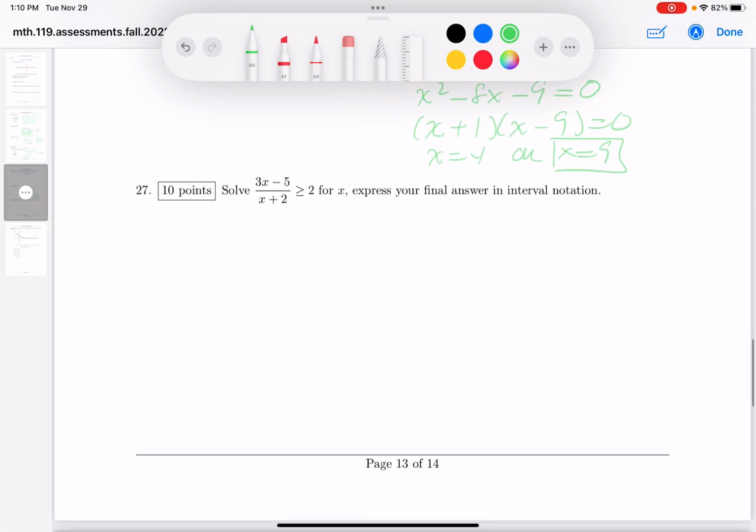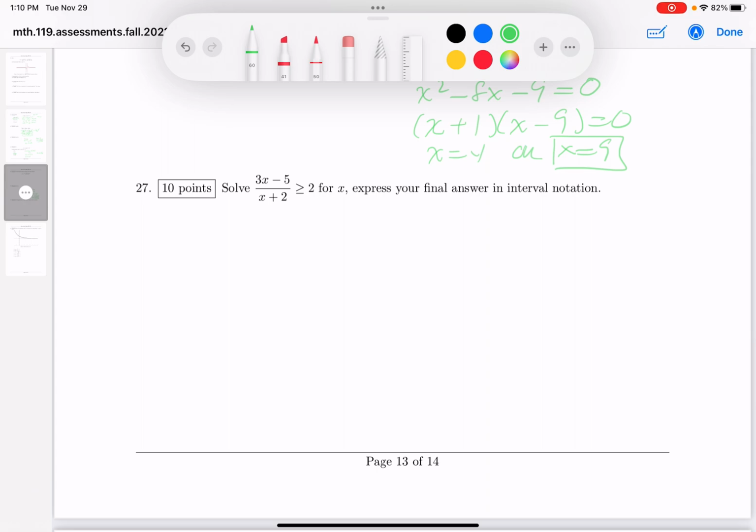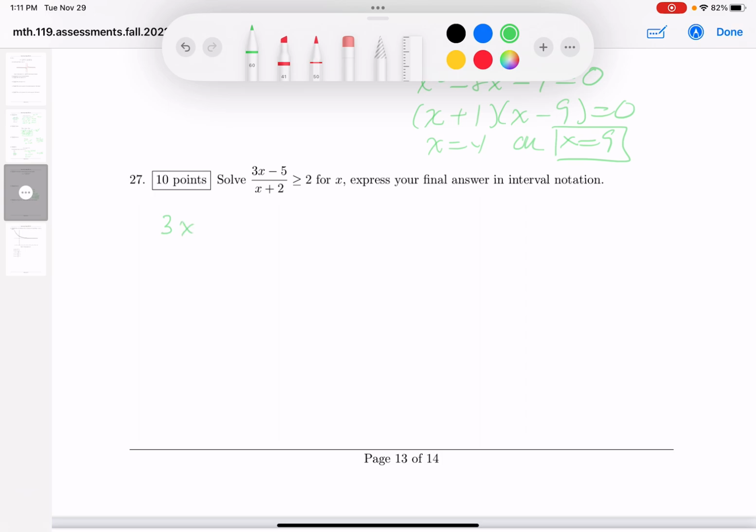All right, number 27 is an older problem. I would say in Math 119, this is the one thing you should be able to retain when you leave 119, at least this, is to solve an inequality. Let's write this down. So 3x minus 5 over x plus 2. You got to get a 0. So minus 2(x plus 2) over x plus 2, greater than or equal to 0. Common denominator, x plus 2. You get 3x minus 5, let's see, minus 2x minus 4.